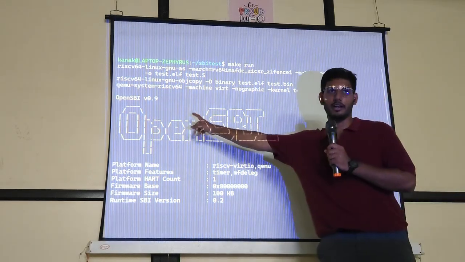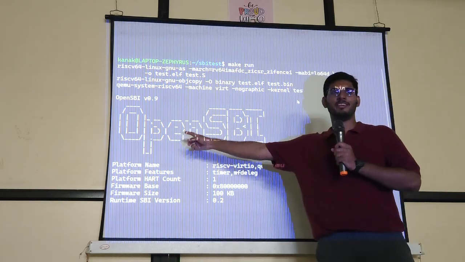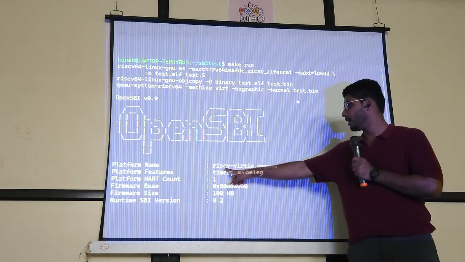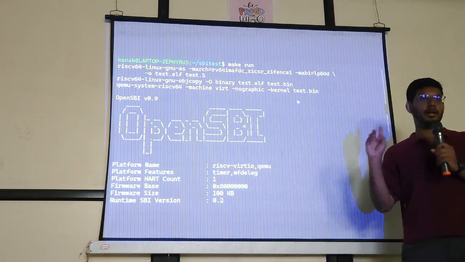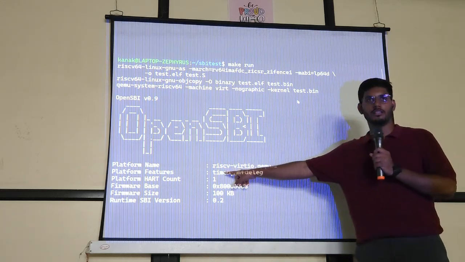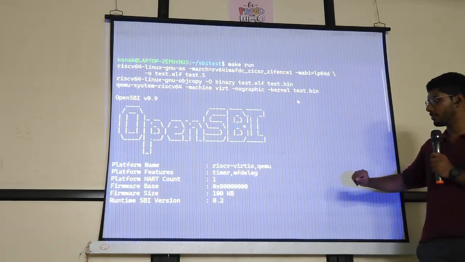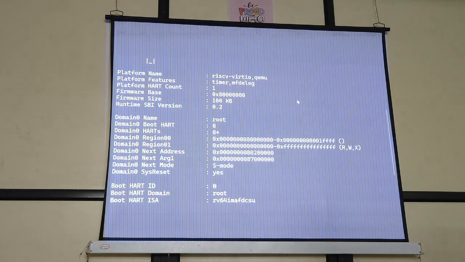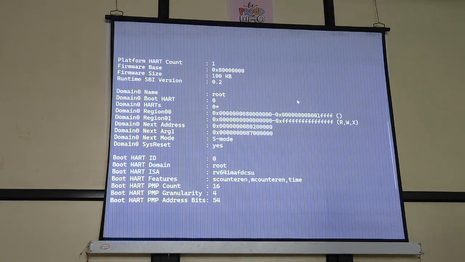This is the OpenSBI banner. We get very happy when we see this OpenSBI banner. See, the platform name is RISC-V VirtIO QEMU. In the earlier example which I showed you for Vision Five 2, it had StarFive Vision Five 2 written here. Now we go a little bit down and everything will be there: domain name, then boot hart, then domain harts, all those things will be there.